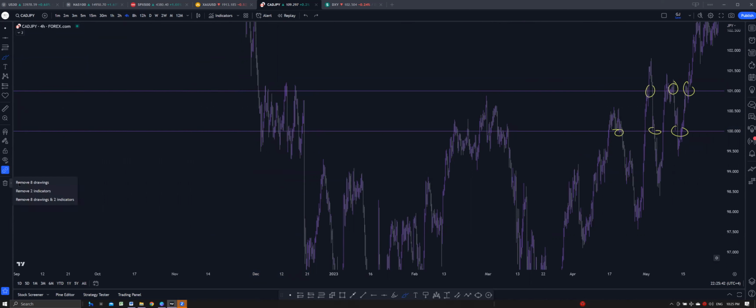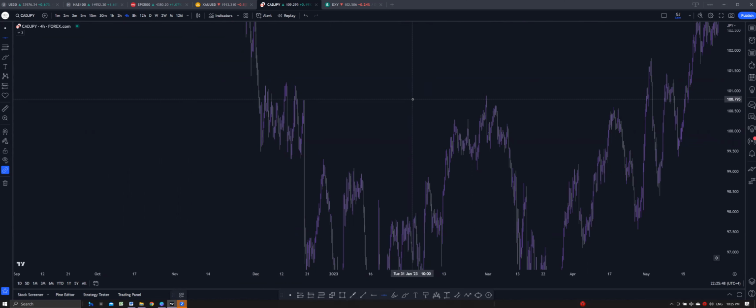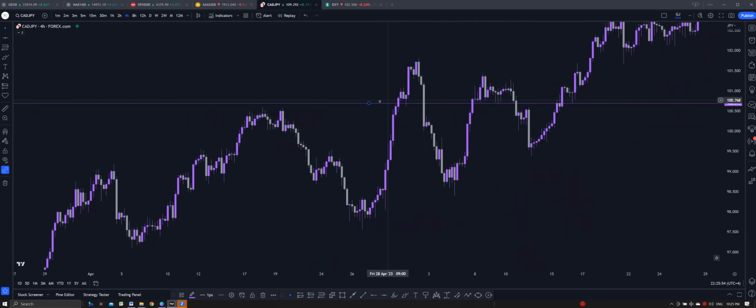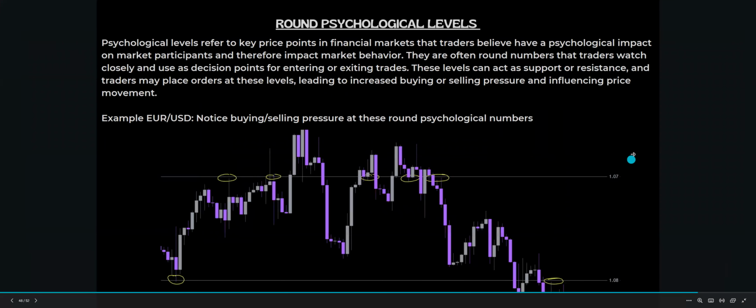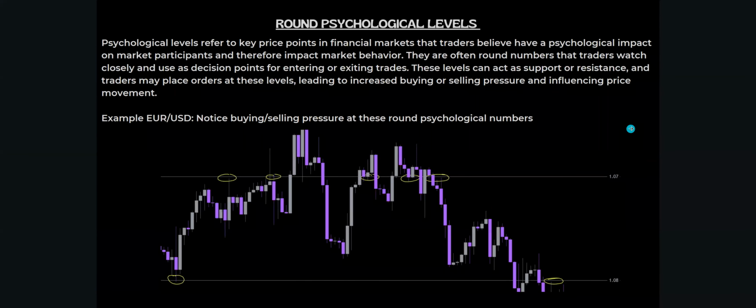So when you're drawing out your support and resistance, I would suggest to not only just randomly draw it out at these decimal points, which can be done, is fine. But if you want to really fine tune them, try to get them at certain round levels. Yeah. Before I get into that, let's look at quarter points before we end the class. Yeah. So round psychological level, very important.